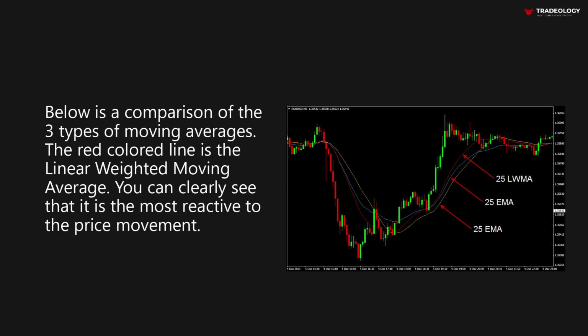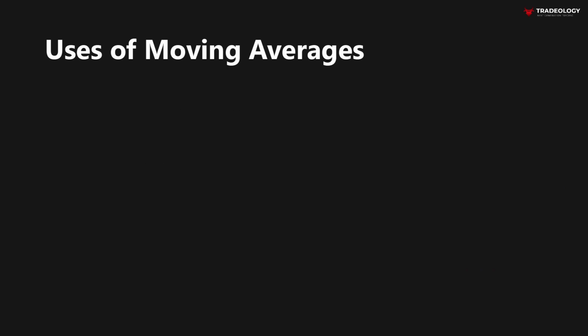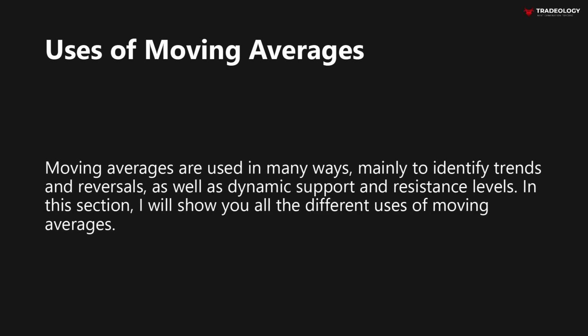Below is a comparison of the three types of moving averages. The red colored line is the linear weighted moving average. You can clearly see that it is the most reactive to the price movement. Uses of moving averages. Moving averages are used in many ways, mainly to identify trends and reversals, as well as dynamic support and resistance levels. In this section, I'm going to show you all the different uses of moving averages.